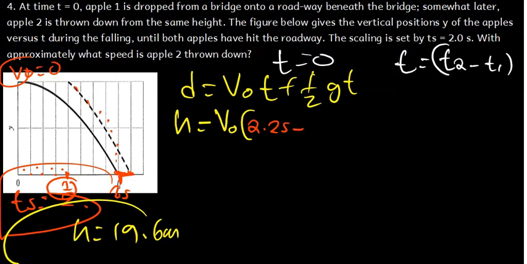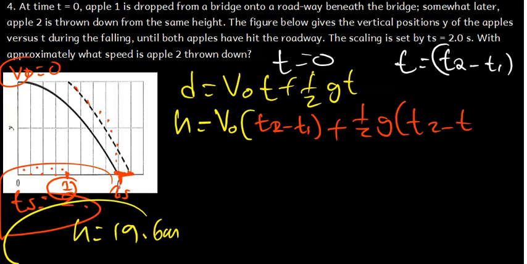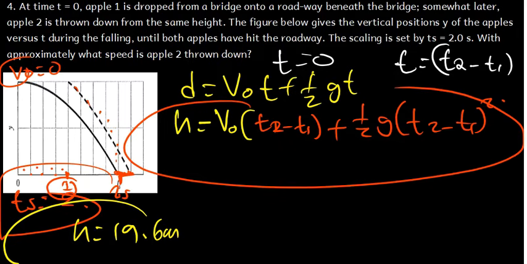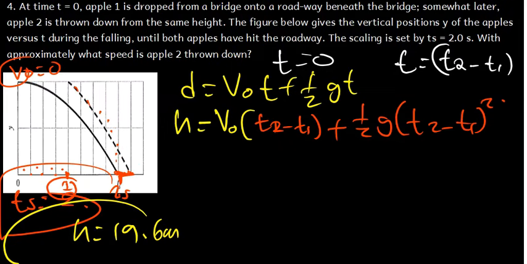We need to do minus t1. Let me just put it here. It's going to be v initial times t2 minus t1, then plus half g, at the same time t2 minus t1, then we square it. So the height in this case, if we come up with this equation, is the same, so the height now, 19.6, is going to be equal to the v initial. We are trying to find the initial velocity with which apple 2 was thrown. That's why we are finding the initial velocity here.